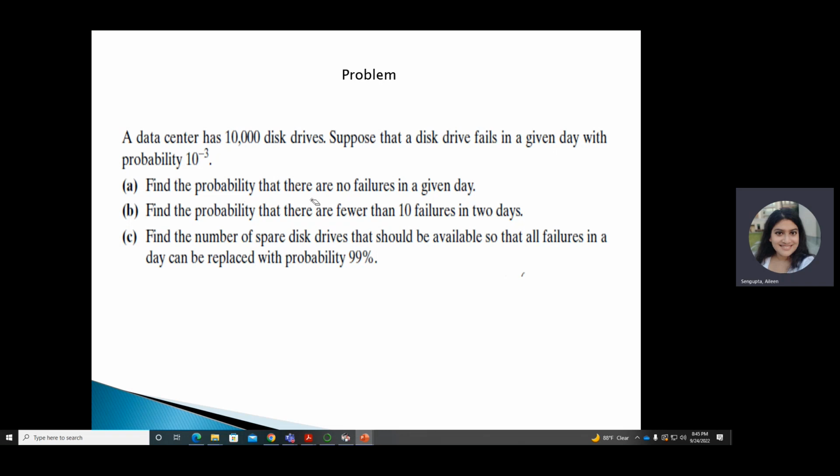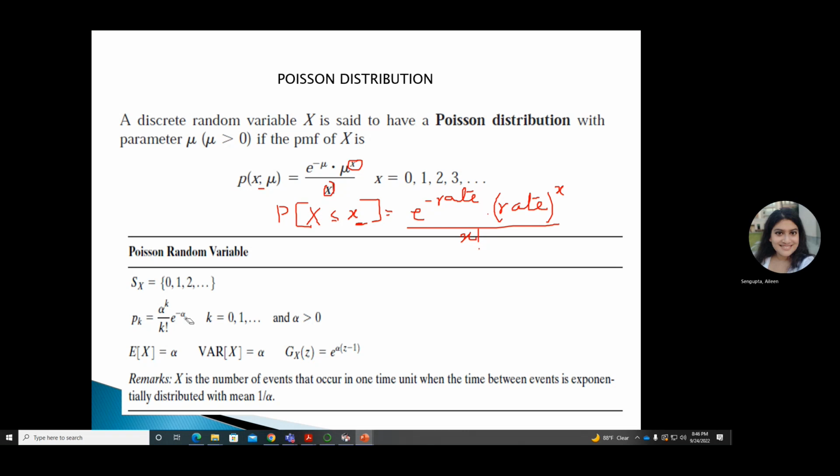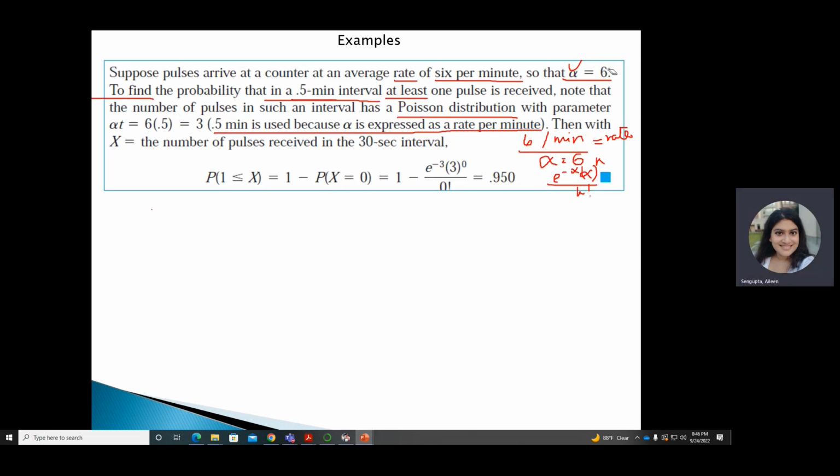So per day, find the probability that there are no failures in a given day. You probably have found that very easily, it's just raised to the power of 0. But in 2 days, you basically have to multiply the rate. Why? Because in a previous problem, we saw that the rate is given as alpha is 6, but then we have to find it in a specified interval of time. What is that specified interval of time?